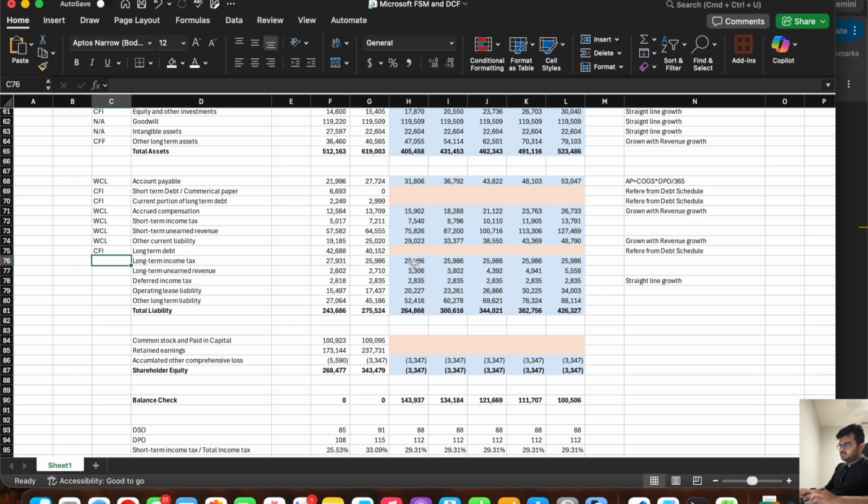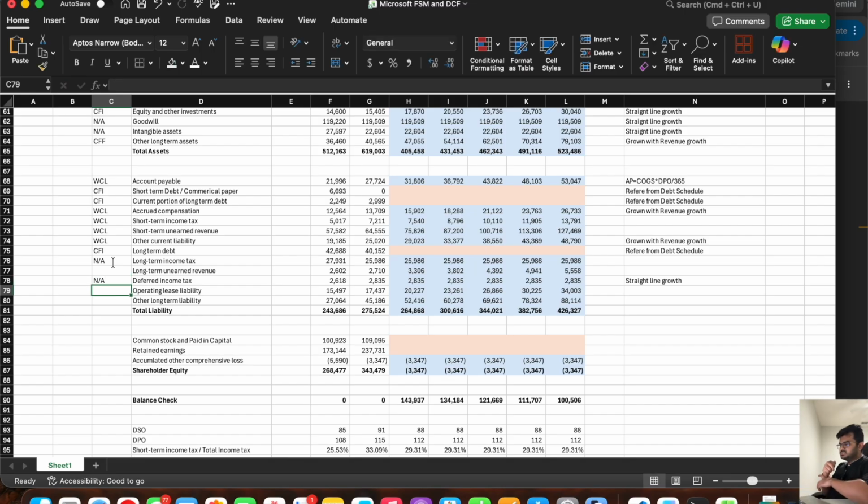Then long-term investment, sorry, long-term income tax. Since we assume it's a straight line growth, it's not necessary to reconcile again. We can add it as a line item, but by end of the day, since we are going to do a change in, it's going to be 0. But we need to put long-term unearned revenue. Deferred income tax, let's put this not applicable because these two are same.